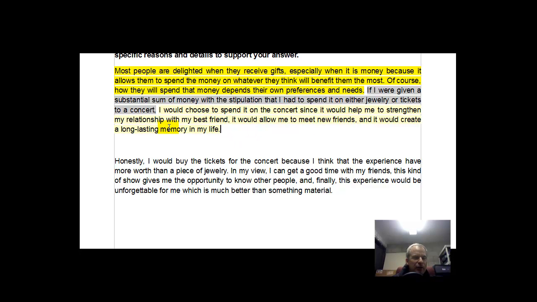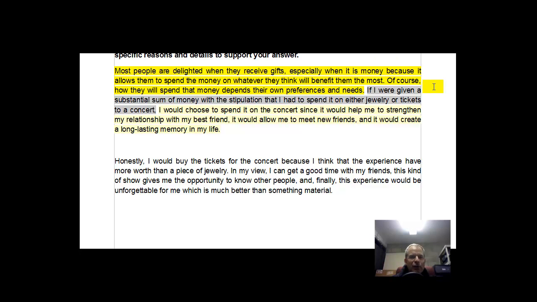So I've separated, I think, my introduction into three parts. The first part of my TOEFL introduction is more of a general statement that more or less kind of goes back to the question, but not exactly. It's a little bit larger than the question. I say most people are delighted when they receive gifts, right? Especially when it is money, because it allows them to spend the money on whatever they think will benefit them the most. Of course, how they will spend that money depends on their own preferences and needs.